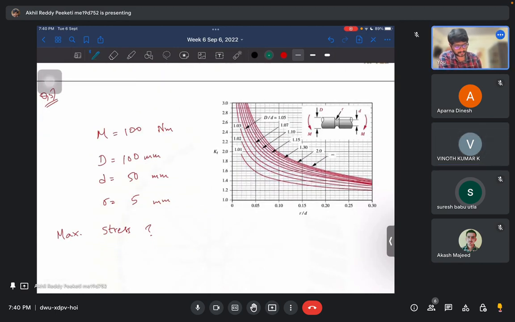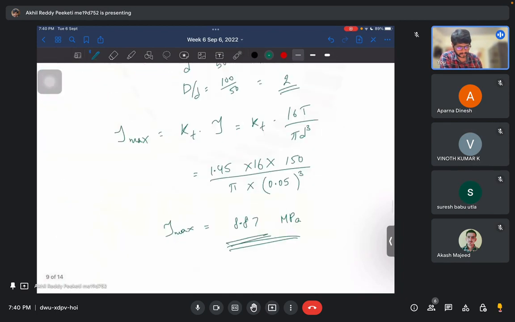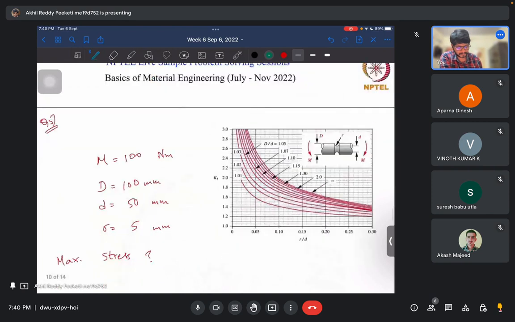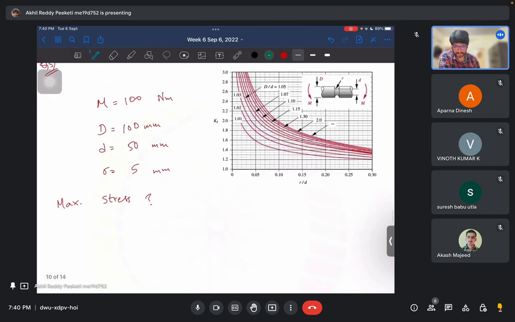So next question. Here, a similar stepped shaft, but earlier we had a single step, and here we have two steps. We were given again small d, capital D, the radius, and moment. For the moment, what should be the axial stress from earlier? What did we get? 32 M by pi d cube, right?